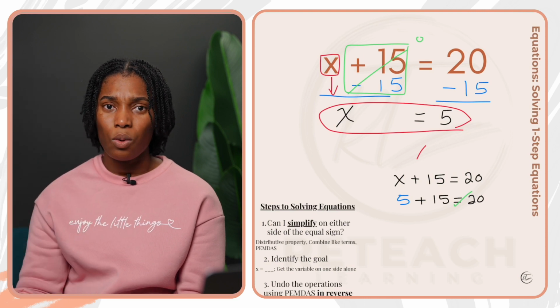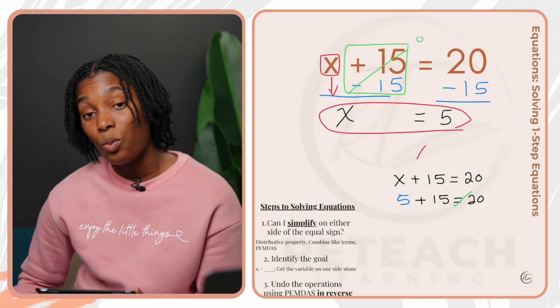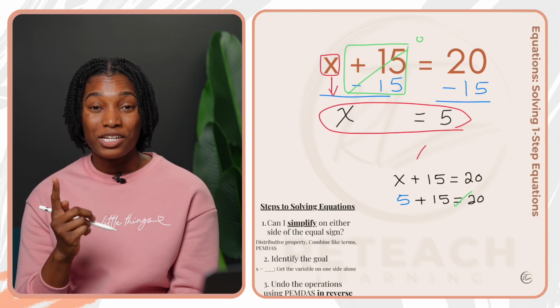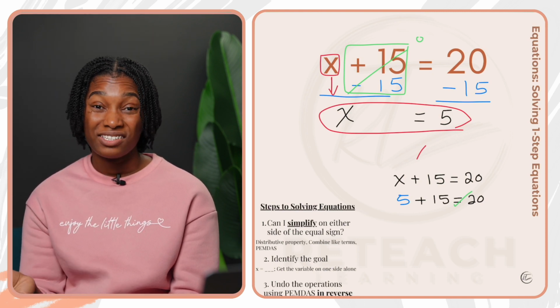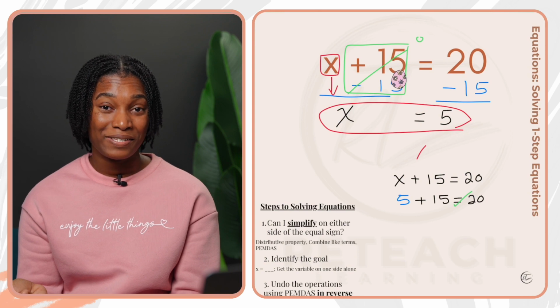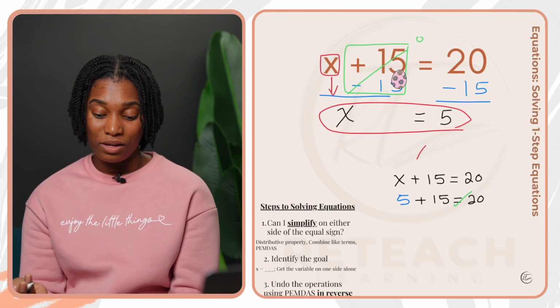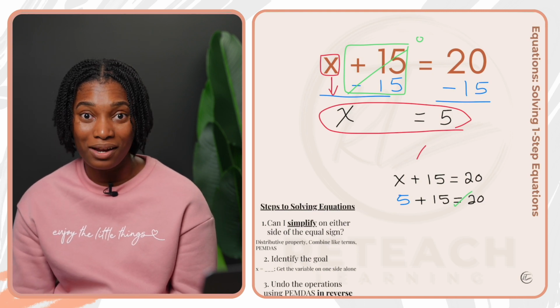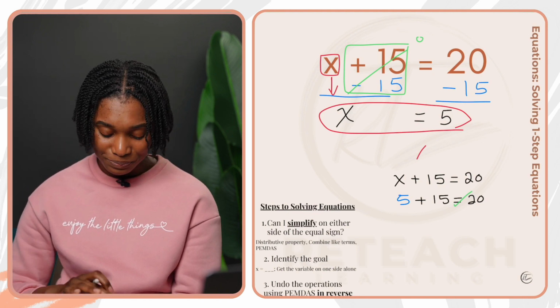Now the question is, well, I didn't do PEMDAS in reverse. Well, notice that we only had one operation. In other words, we just had addition. So PEMDAS in reverse is really good when we're dealing with multiple operations. But notice we were able to get to our answer without even getting to the 3rd step, which is really cool. All right, let's keep going.